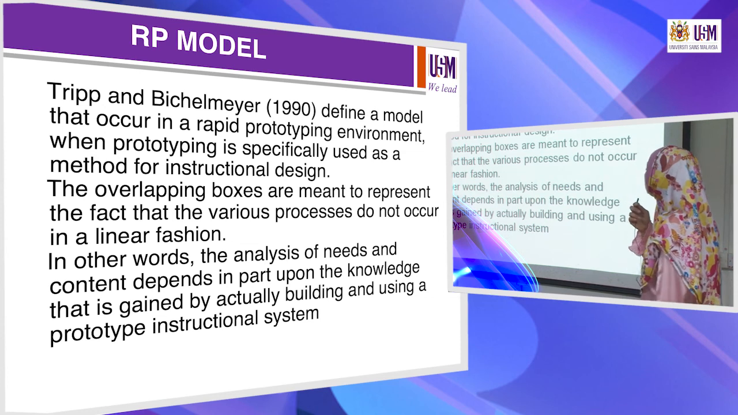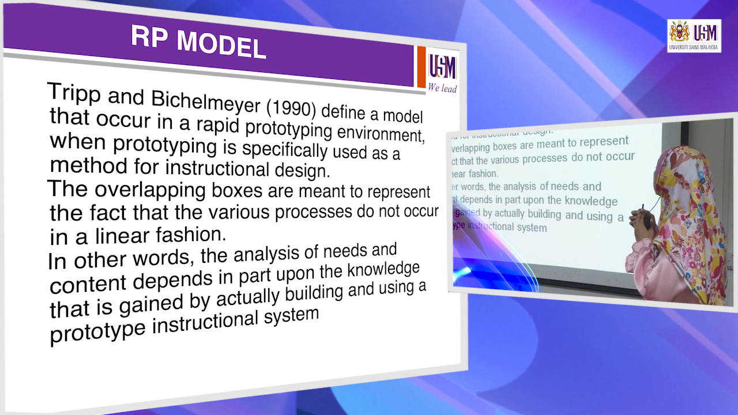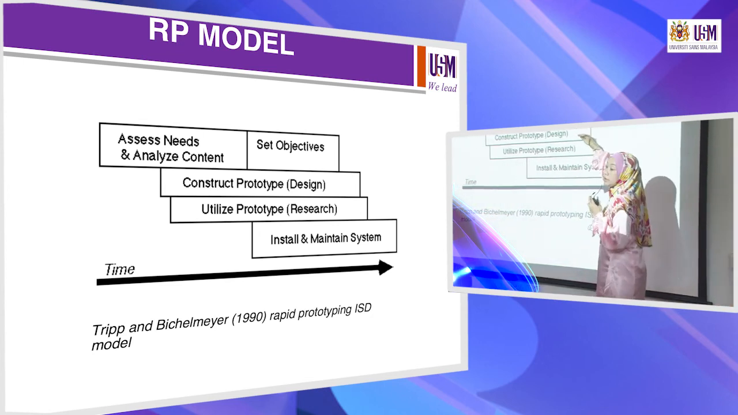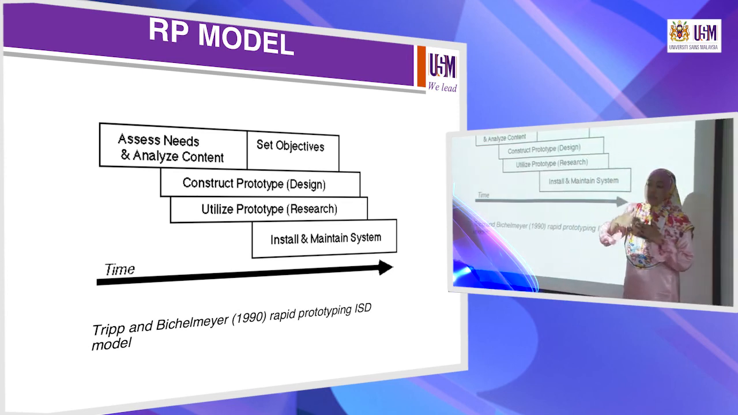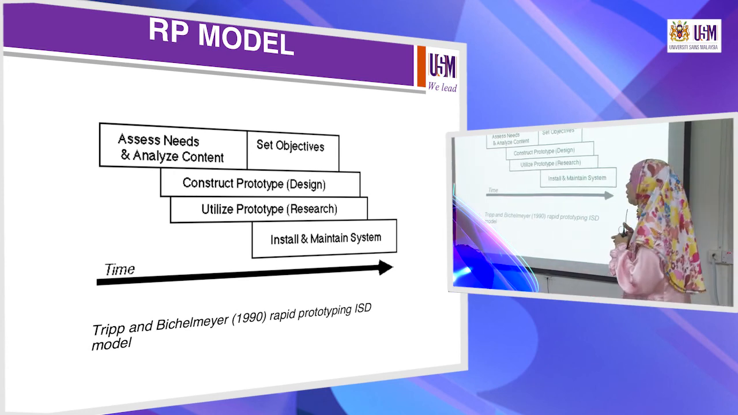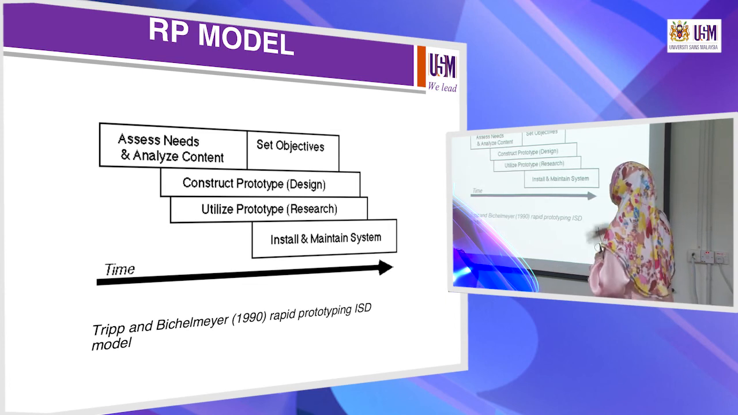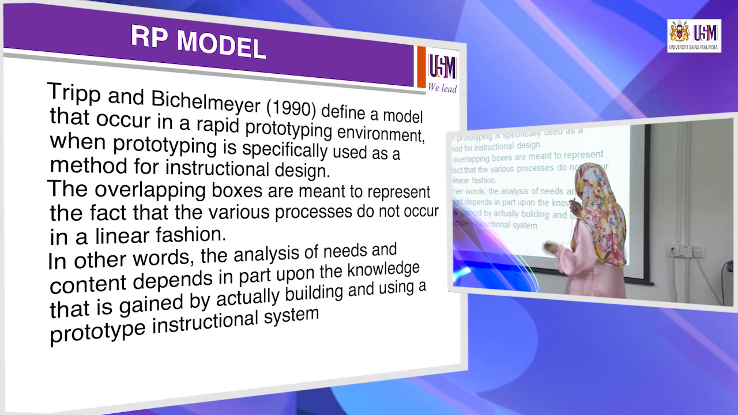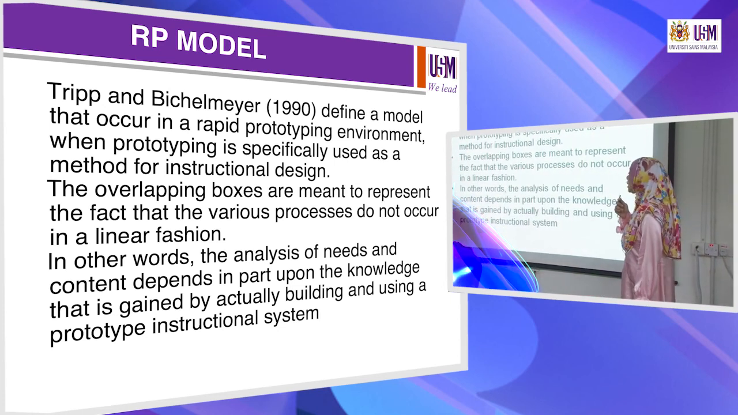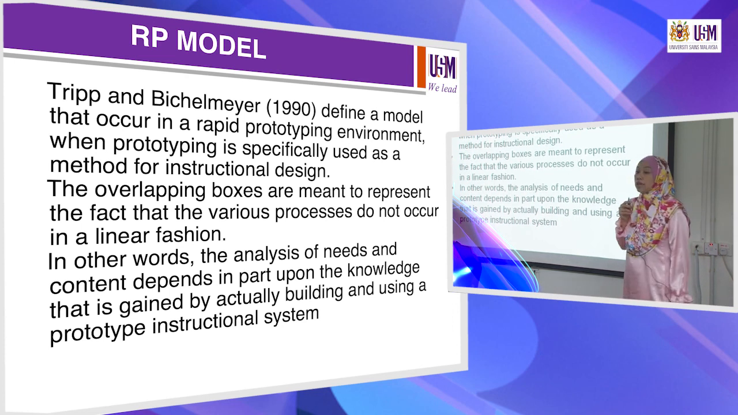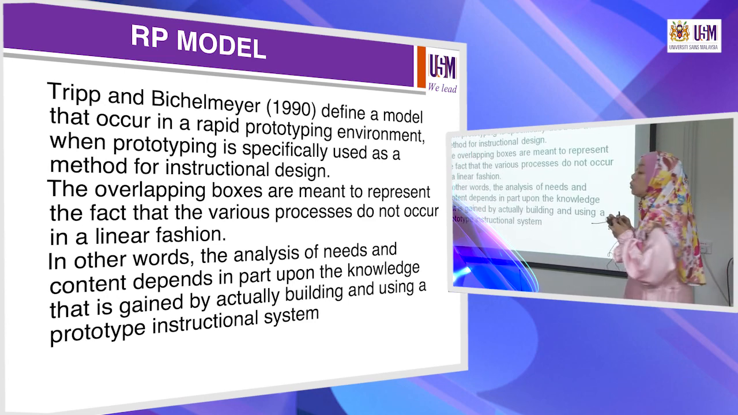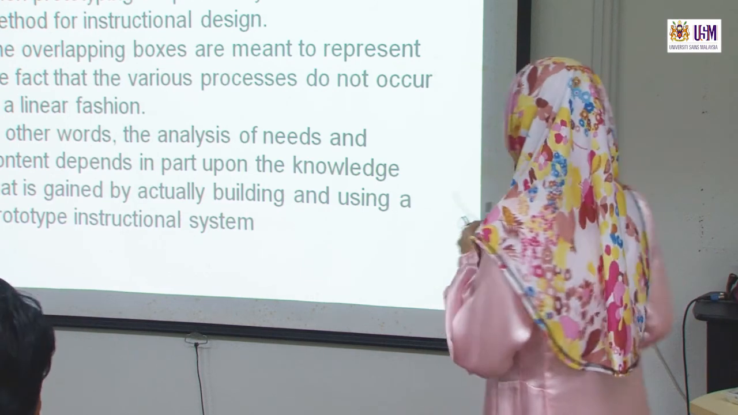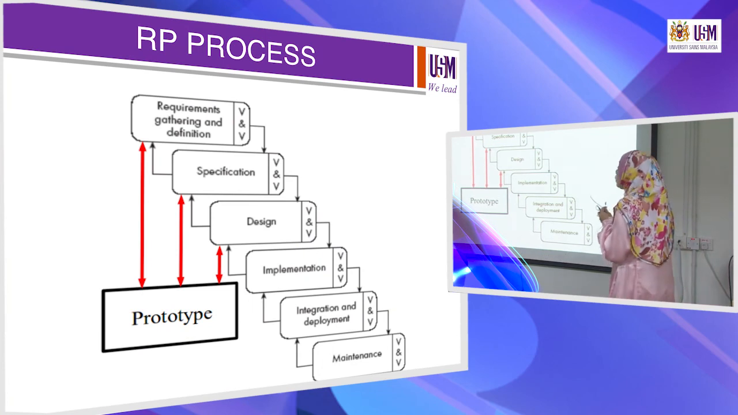The overlapping boxes are meant to represent the fact that the various processes do not occur in a linear fashion. We go back. They don't go in a linear fashion, so the processes can overlap, whether we do project management or our instructional design. In other words, the analysis of needs and content depends in part upon the knowledge that is gained by actually building and using a prototype instructional system. So it depends on what knowledge we gain from the need analysis, the content analysis, and so on.